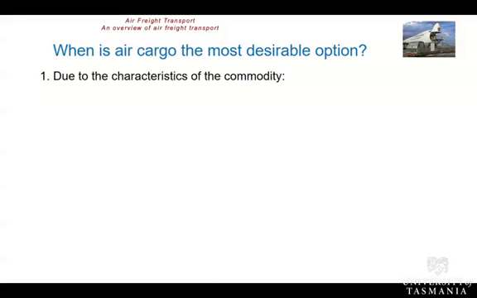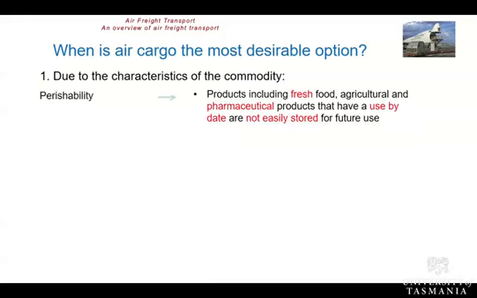So when is air cargo the most desirable option? Well, one of the main reasons why air cargo is a desirable option has to do with the type of commodity that it is itself. So if you've got a perishable commodity, that's a product that needs to go from the shipper to the exporter to the importer quite quickly. Particularly fresh food, agricultural, pharmaceutical type products, they need to have special storage. That's one of the main reasons why air cargo is chosen.